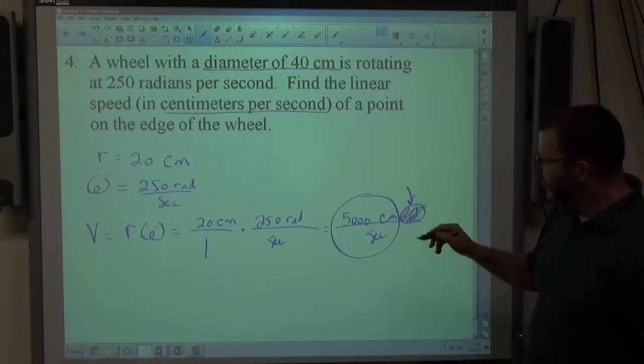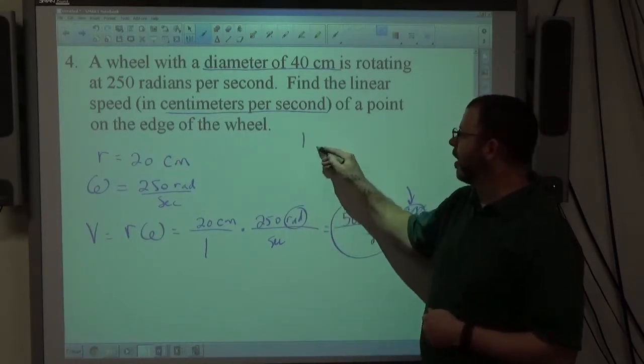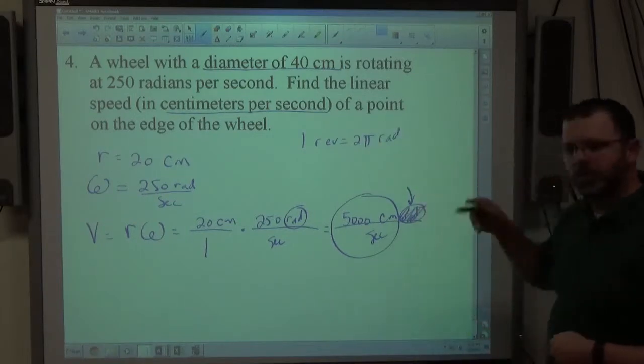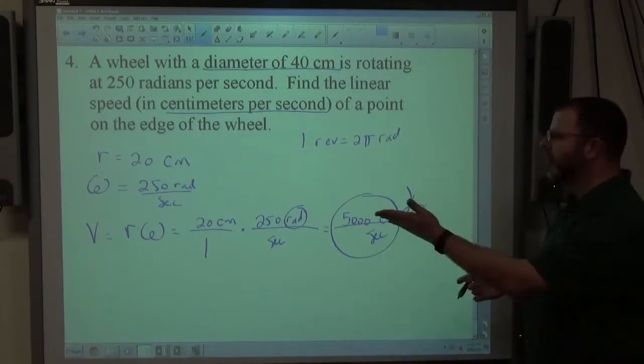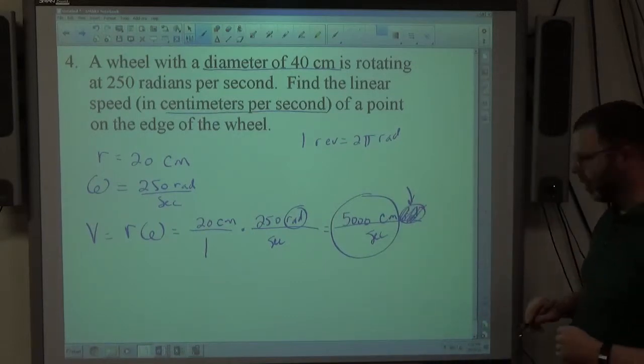Also, if it's not radians to begin with, if it's, let's say, revolutions, once again, 1 revolution is equal to 2 pi radians. It has to be radians to be thrown out. So if it's not radians to start off with, you have to convert to radians first and then throw it out. The 2 pi will be stuck because of that.